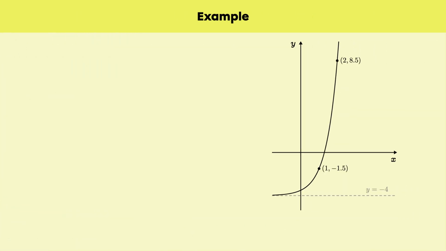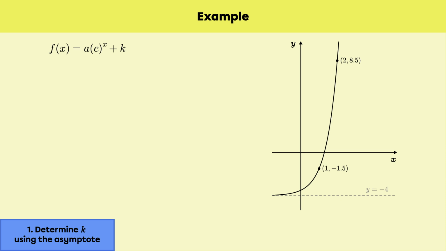Let's do an example. Let's find the rule of an exponential function that passes through the points (1, −1.5) and (2, 8.5), where the equation of the asymptote is y = −4. First, we need to find the value of parameter k using the asymptote. Since it is y = −4, the value of k is −4. We can enter this value in the rule.